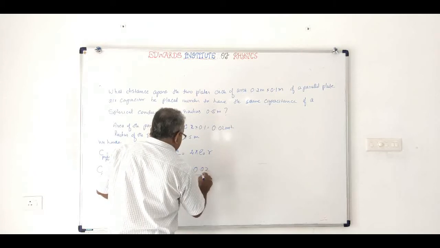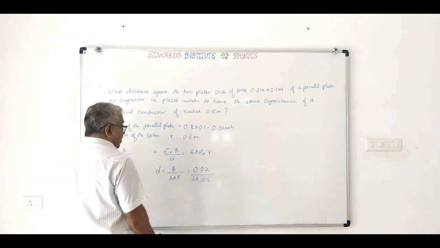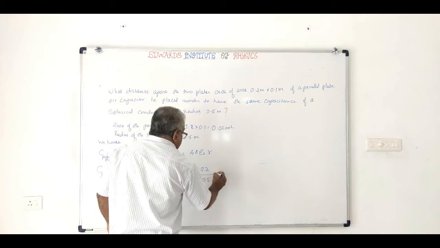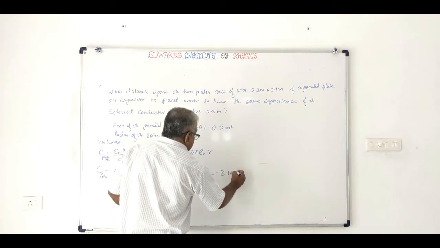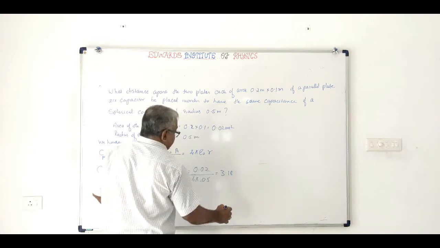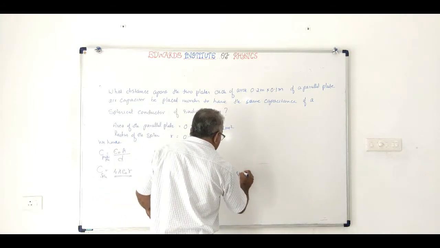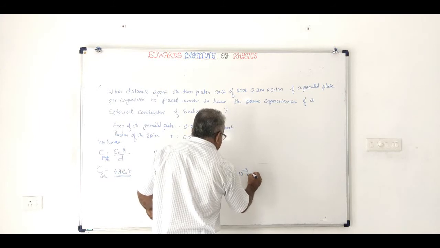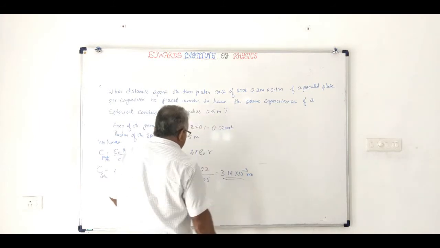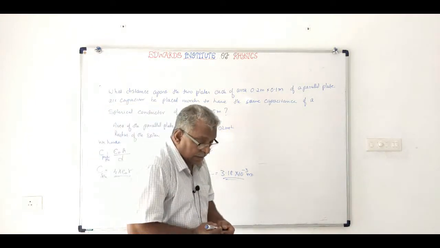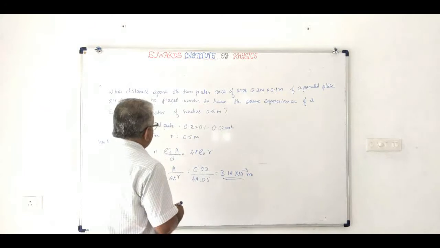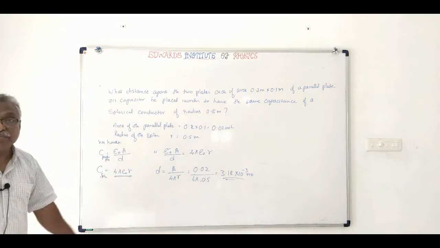and that will be equal to 0.02 divided by 4 pi into r, which is 0.5, and that will be equal to 3.18 millimeter. It will come into 10 raised to minus 3 meters. 3.18 into 10 raised to minus 3 meter. That is the answer. Please note down.